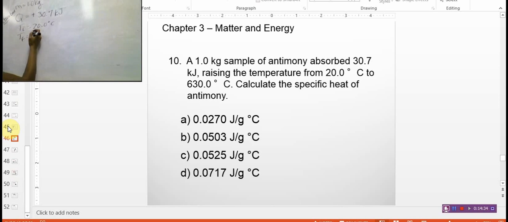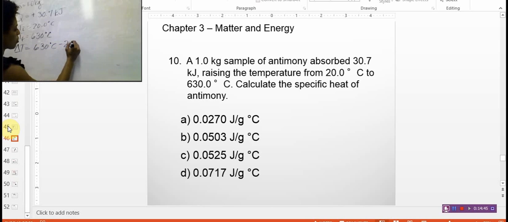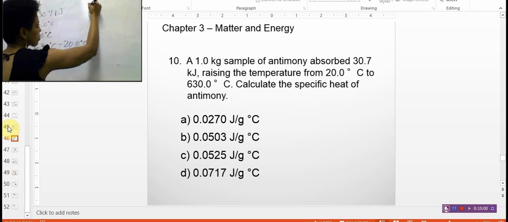T final is 630 degrees Celsius. So delta T is going to be 630 degrees Celsius minus 20 degrees Celsius, which gives us 610 degrees Celsius. It's absorbed, so we should have a positive amount. Our temperature goes up, right? But this question is asking, what is the specific heat?